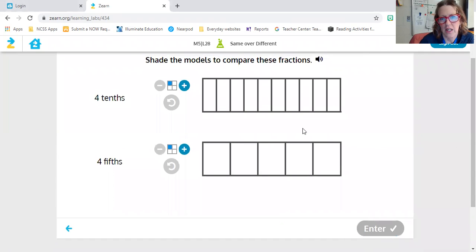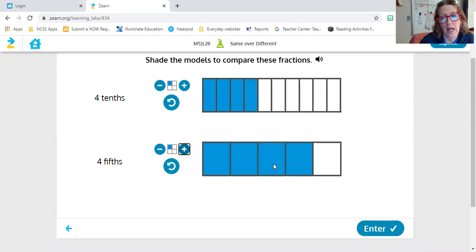All right, so here we go. Shade the models to compare these fractions. We're going to shade 4/10. 1, 2, 3, 4. And we're going to shade 4/5. 1, 2, 3, 4. Now looking at it, you can see you've shaded in more here than you shaded in here.